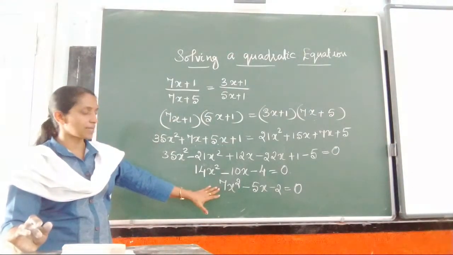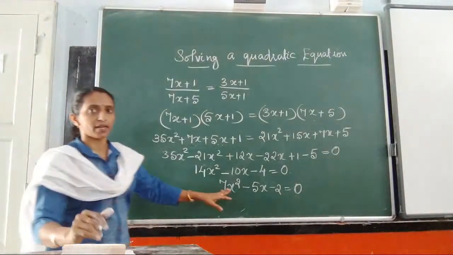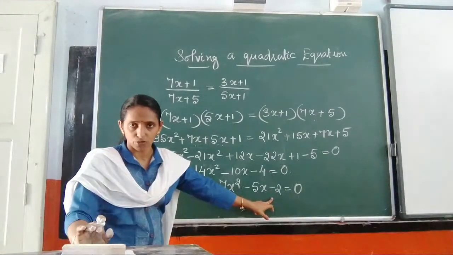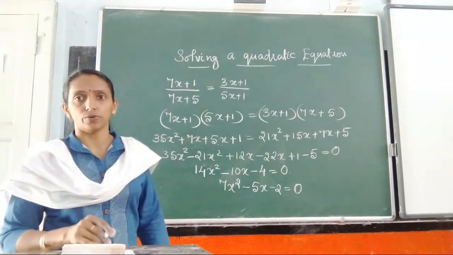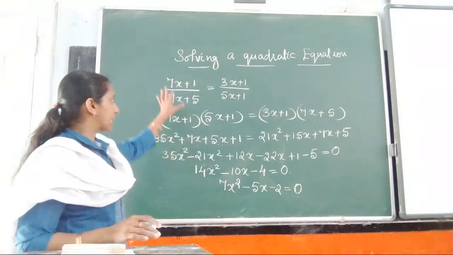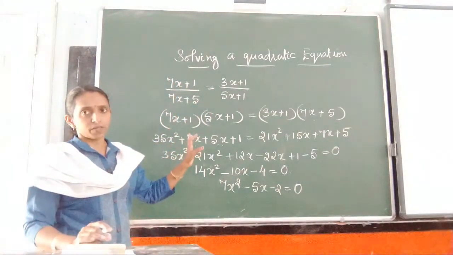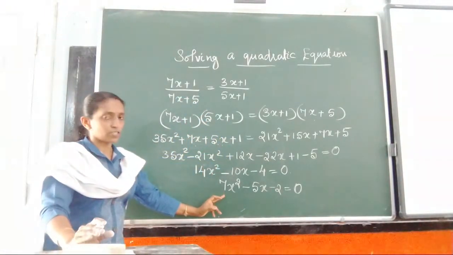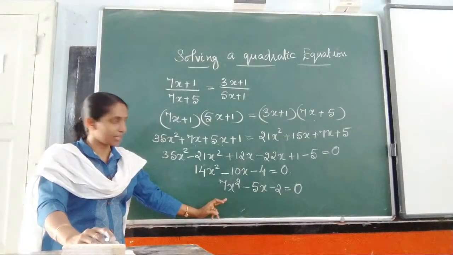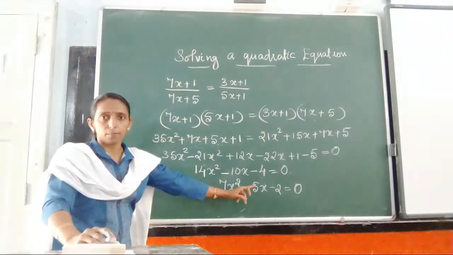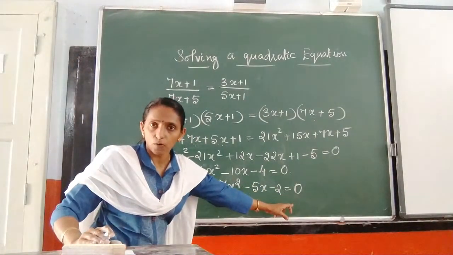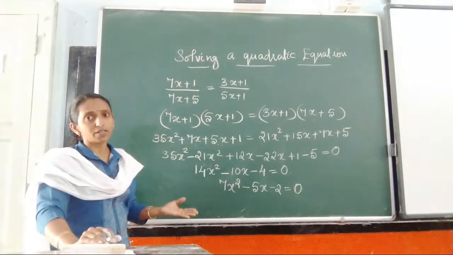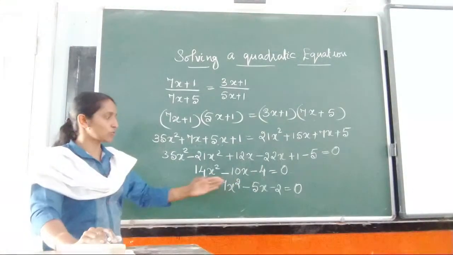Now we go to the standard form of the quadratic equation. The standard form of the quadratic equation is ax square plus bx plus c equal to 0. That's the procedure which I have told you. The procedure to follow: clear out all the fractions. After clearing all the fractions, simplify the term and bring it into the standard form. After making it into the standard form, then what to do? Split the middle term. Now this question you can solve.